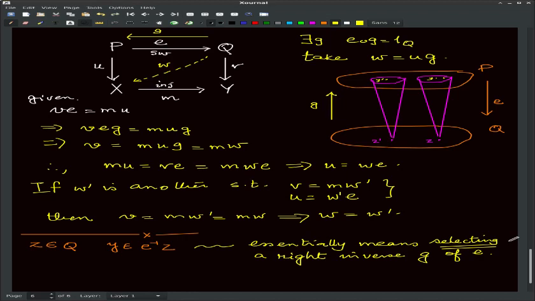But the proof above tells you that whatever choice of right inverse G you take, the composite with U gives a unique map. It doesn't depend on the choice of your right inverse. That's what this proof is essentially saying. So therefore, it doesn't matter how you choose it.